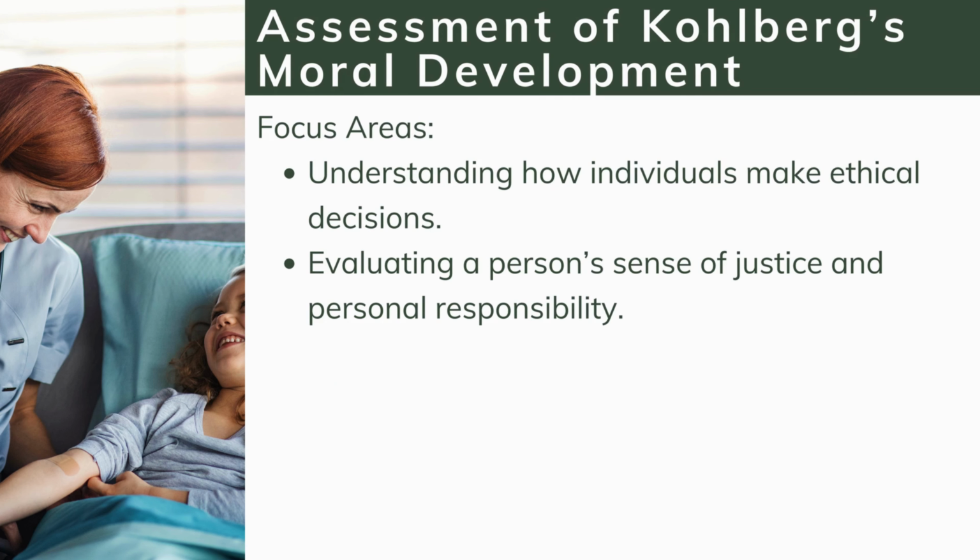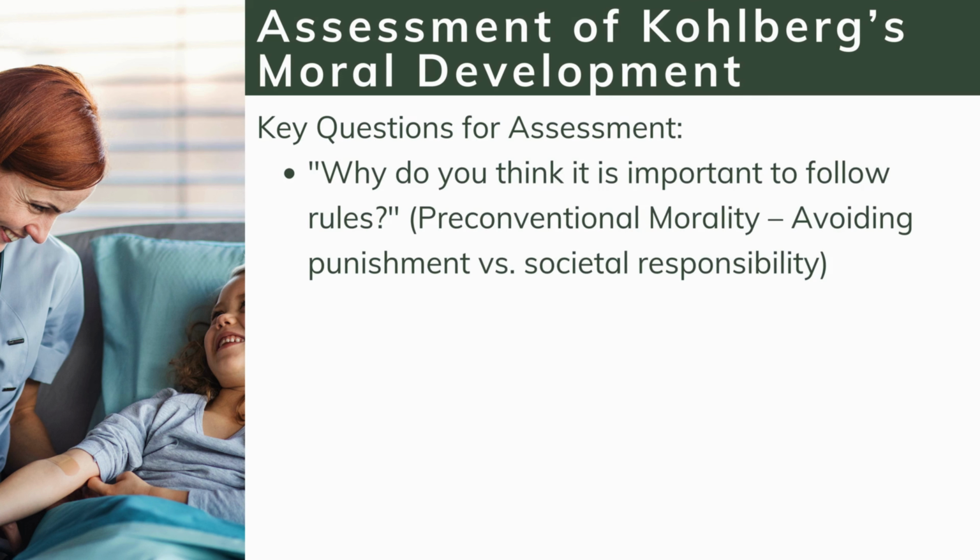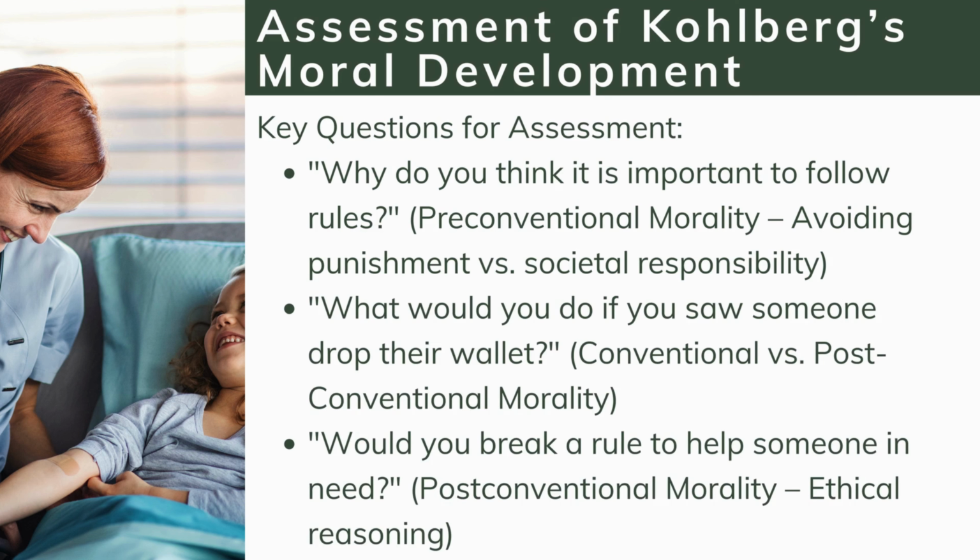Kohlberg's theory evaluates how individuals make ethical decisions across 3 levels: the pre-conventional, conventional, and post-conventional. Key questions that we can ask to assess include: why do you think it is important to follow rules? What would you do if you saw someone drop their wallet? Would you break a rule to help someone in need?